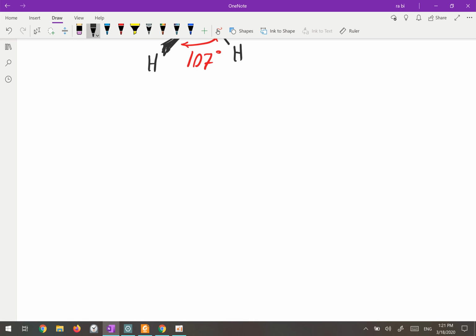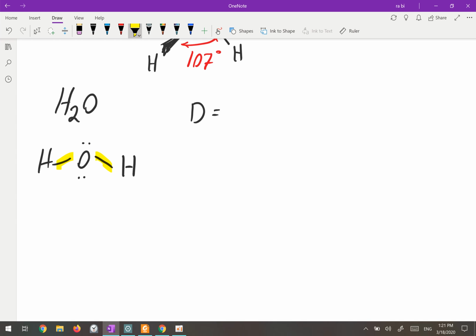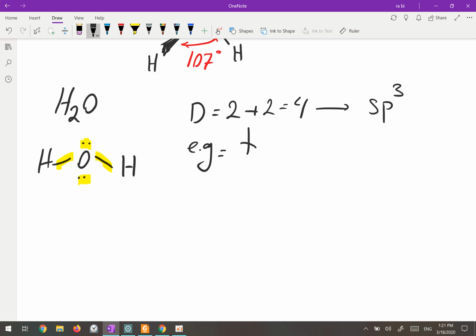The next molecule is the water molecule, H2O. The Lewis structure for H2O is like this. So you have oxygen with two lone pairs on that, and it bonds to two hydrogens. So what is the domain here? You have two bonds, one here, another one here. So we have two bonds plus two lone pairs on the central atom. So 2 plus 2, the domain becomes 4. So when the domain is 4, the hybridization is sp3. And for the sp3 hybridization, the electronic geometry is tetrahedral.